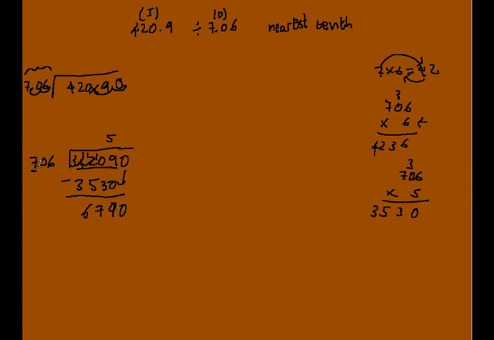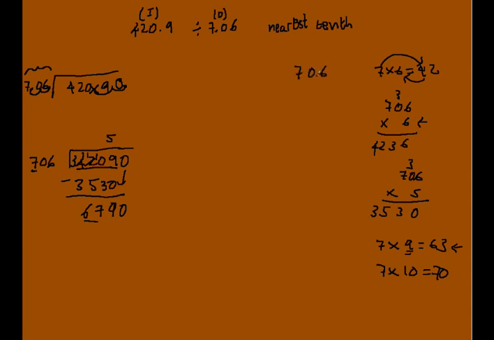Instead of trying to find how many times 706 goes into 6,790, we want to check how many times 7 goes into 67 instead. Again, we know that 7 times 9 is 63, and 7 times 10 is 70. Therefore, 7 will go into 67 9 times, because 63 is the closest one to 67 here, and that is smaller than 67. So since 7 goes into 67 9 times, there's a chance that 706 goes into 6,790 9 times as well. All we have to do is check.